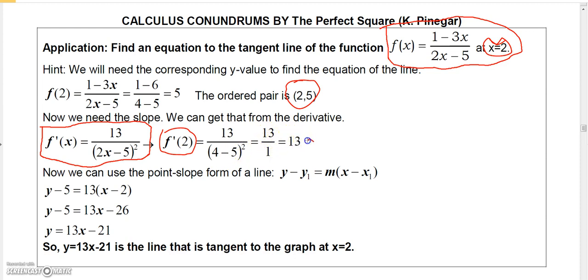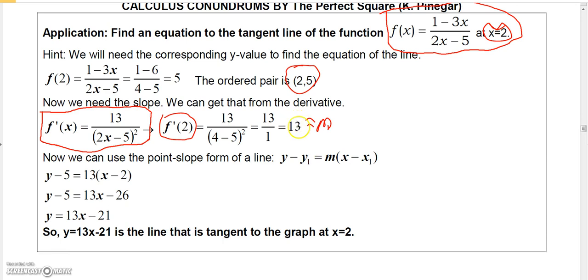So that means that 13 is equal to my slope. So the slope is 13. So I have the slope and I have this ordered pair here.